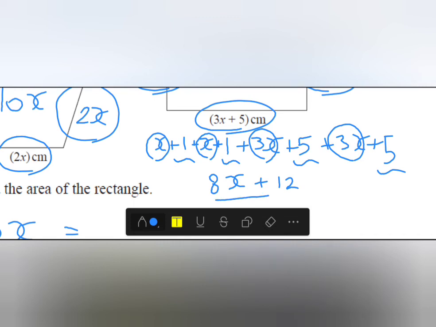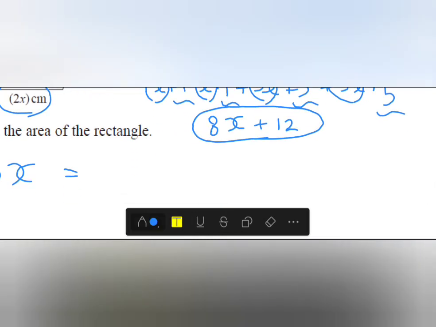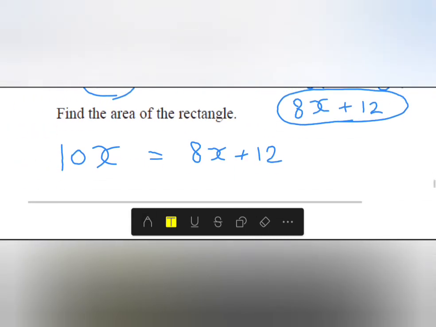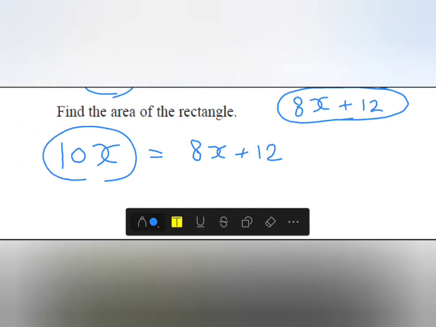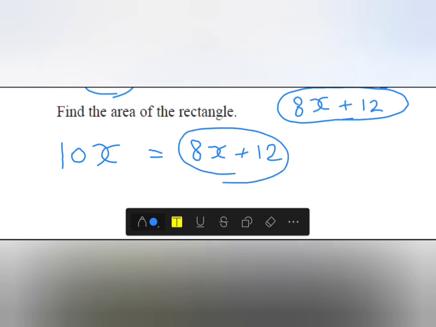Now, this is the perimeter of what? Of the rectangle. Now, I'm going to put it here, 8x plus 12. Now, I wrote an equation that has what? The perimeter of the pentagon and the perimeter of the rectangle. And they said that it's equal. Now I'm trying to find x.